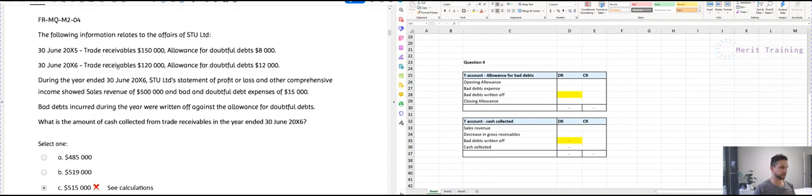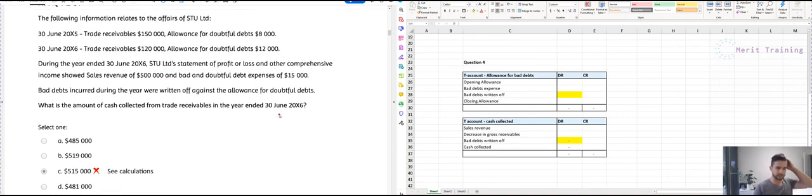So basically how we're going to approach this is, we've been given allowance for doubtful debt, and we're going to be given trade receivables. What we're trying to get to is the cash collected. So to get the cash collected, we're going to start off with our sales revenue on this side. We're going to do our decrease in gross receivables, which is basically the difference between our trade receivables. So if our trade receivables has gone down 150k less 120k, that means we've collected 30k in cash there, which is what we're going to plug in there, right?